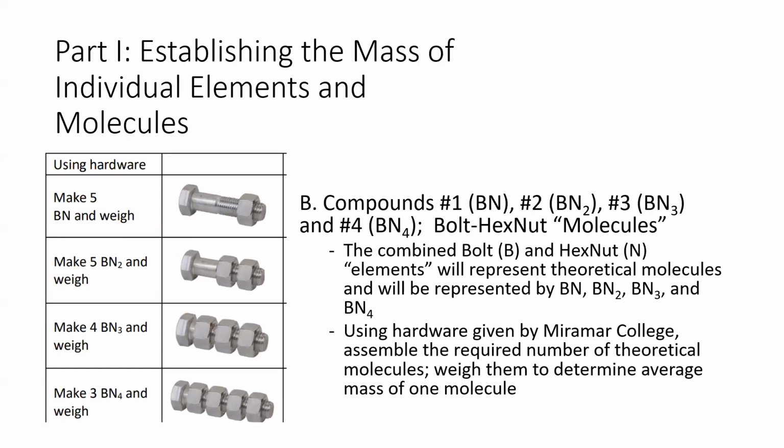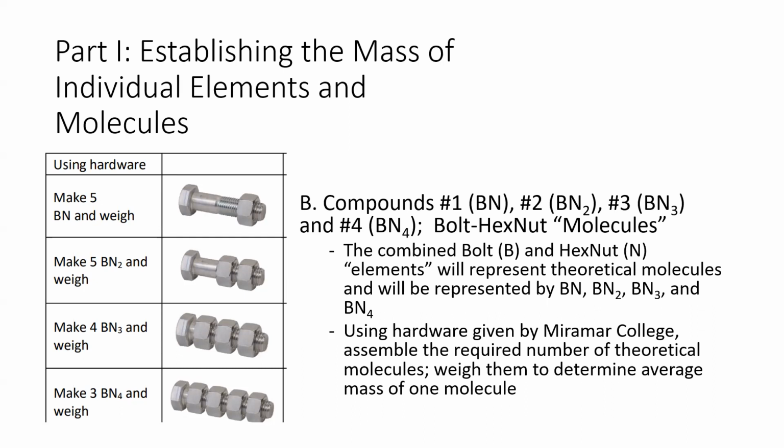Then we'll move on to part B, where you're going to be determining the average mass of some molecules. And we can think of number 1 as being Bn, because it's composed of 2 elements, which are 1 bolt and 1 hex nut. Bn2 would be composed of 1 bolt and 2 hex nuts, and so on.